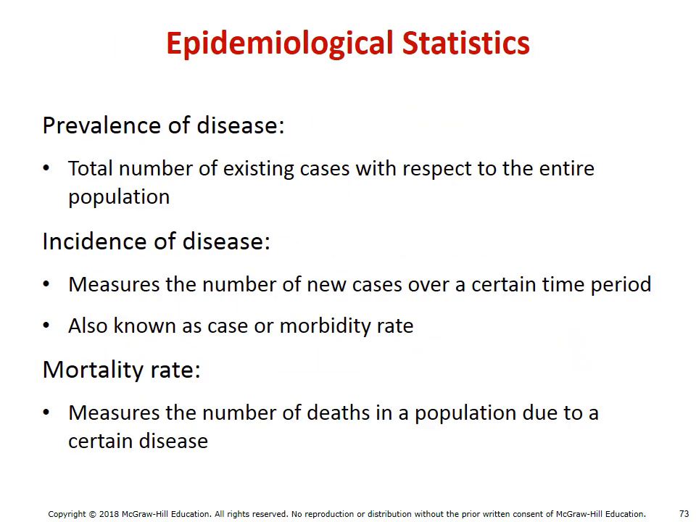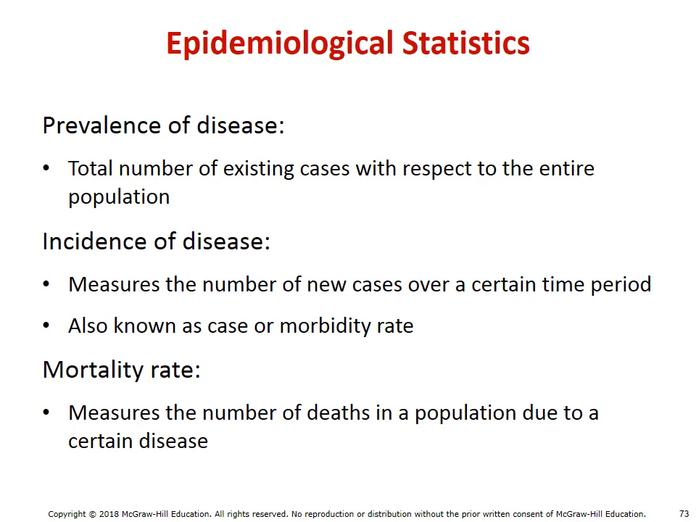So let's learn some epidemiology terms, starting with prevalence of disease. Prevalence is the total number of existing cases with respect to an entire population, but you need to define the population. So like how many people have HIV in the world. Incidence, on the other hand, is the measure of new cases over a specific time period. So like how many people caught gonorrhea in Springfield last week.